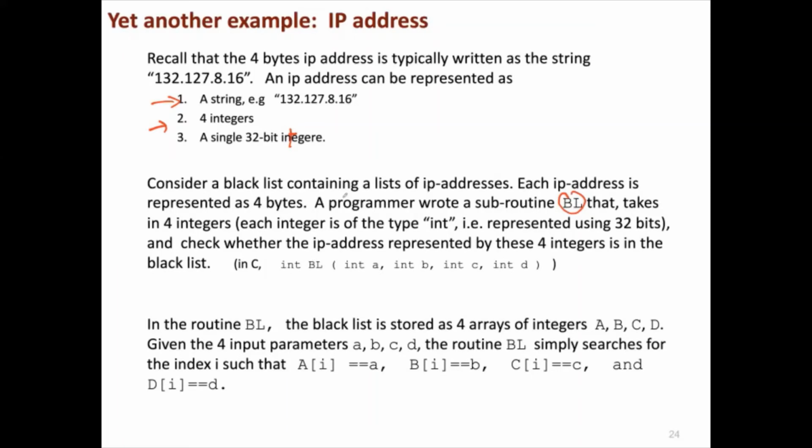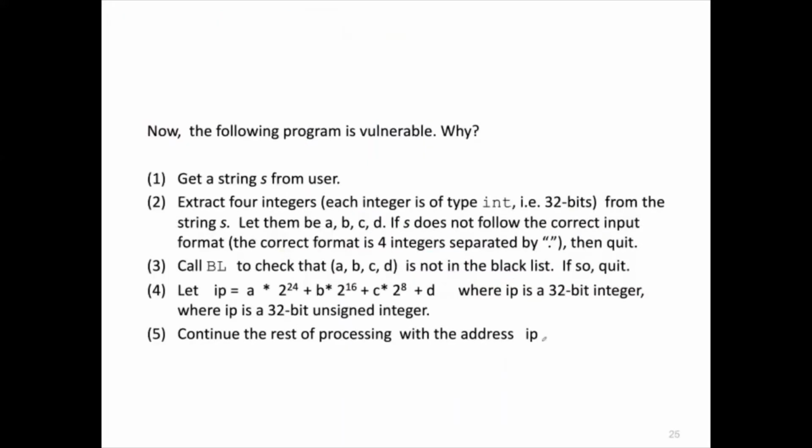Now the full program will be this. The program will get a string S from the user, extract the 4 integers of int type from the string, and let them be A, B, C, D, and call BL blacklist to check whether A, B, C, D is in the blacklist. If so, you will quit. If not, you will construct an IP address using this formula, where IP is a 32-bit representation.